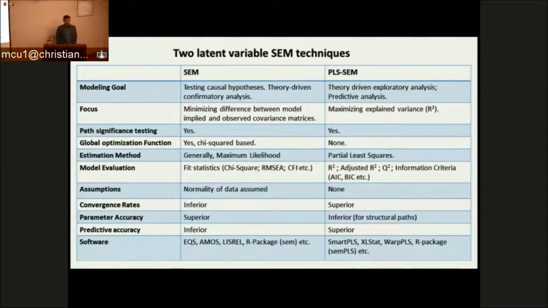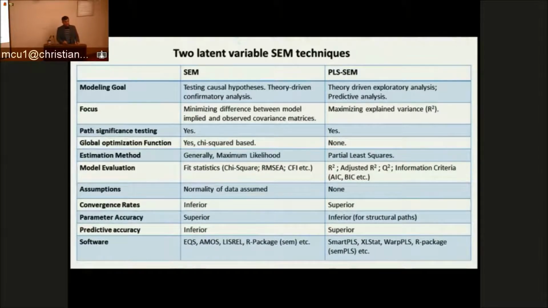The modeling goal is very different in structural equation modeling and PLS. The modeling goal in structural equation modeling is really testing the causal hypothesis, very theory-driven. The focus is on minimizing the difference between model-implied and observed covariance matrices. Okay? On the other hand, in PLS, the goal is exploratory modeling, predictive modeling, and you're really interested in maximizing explained variance, R squared. Okay?